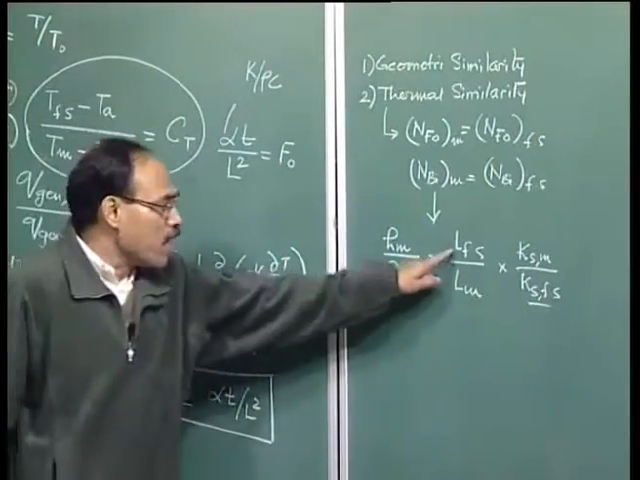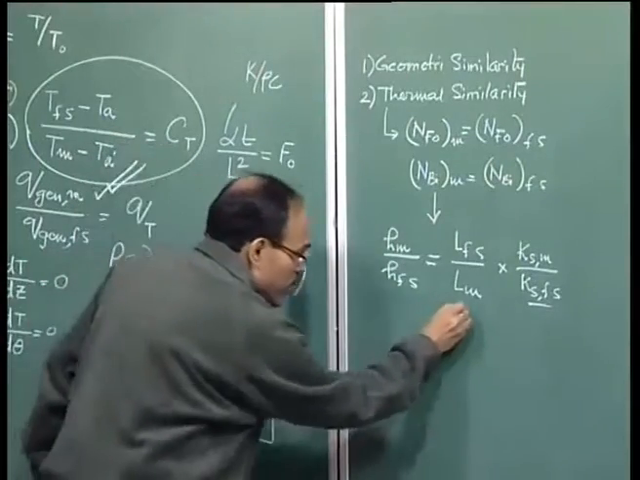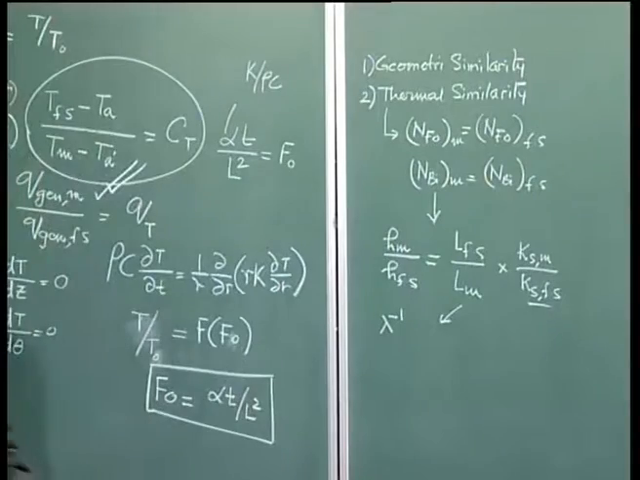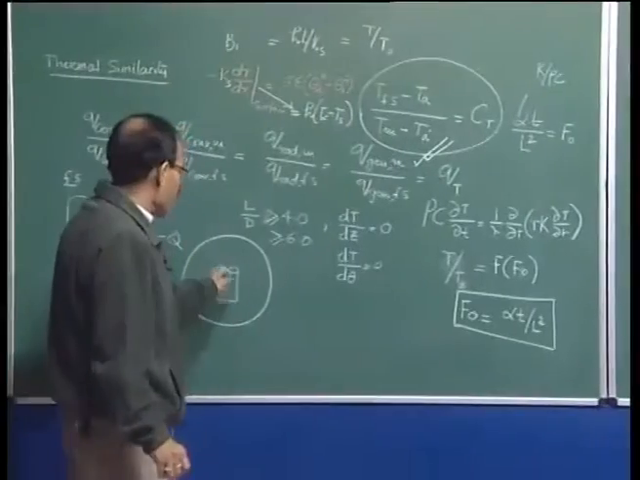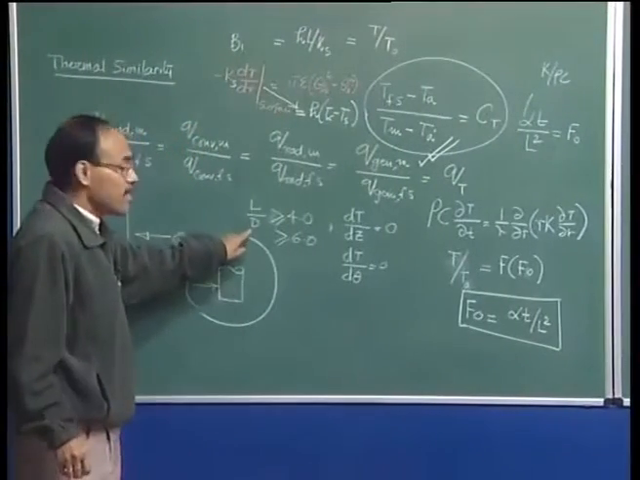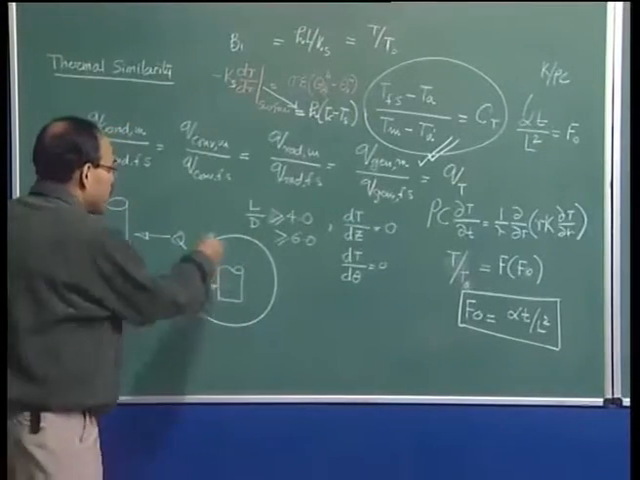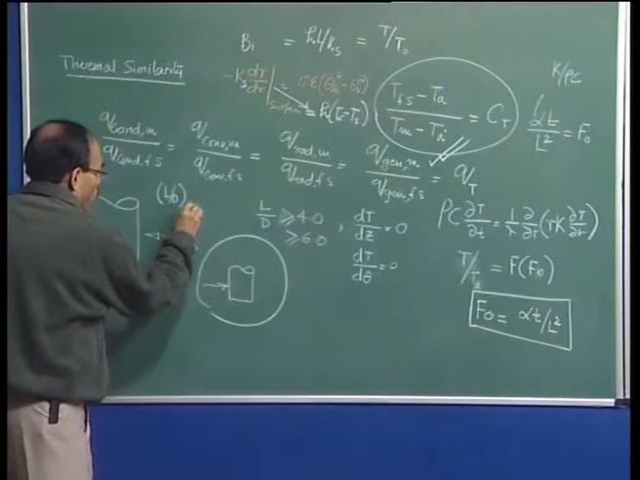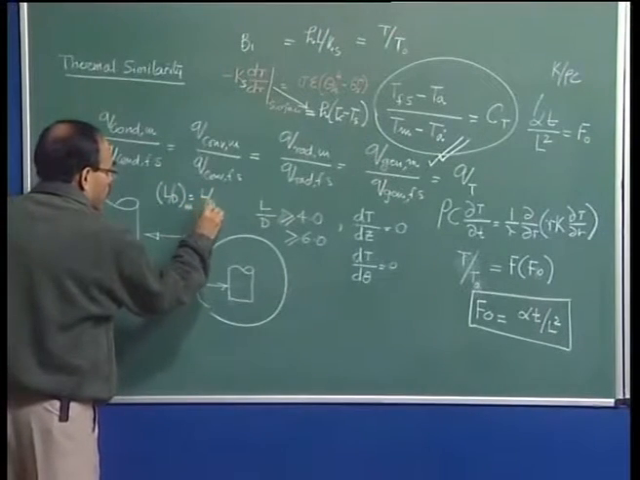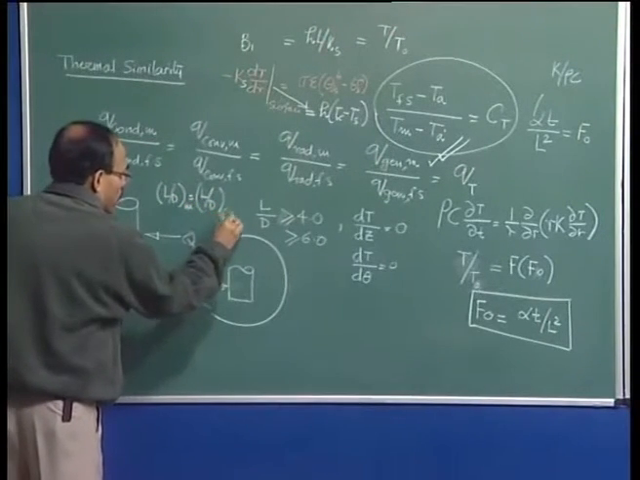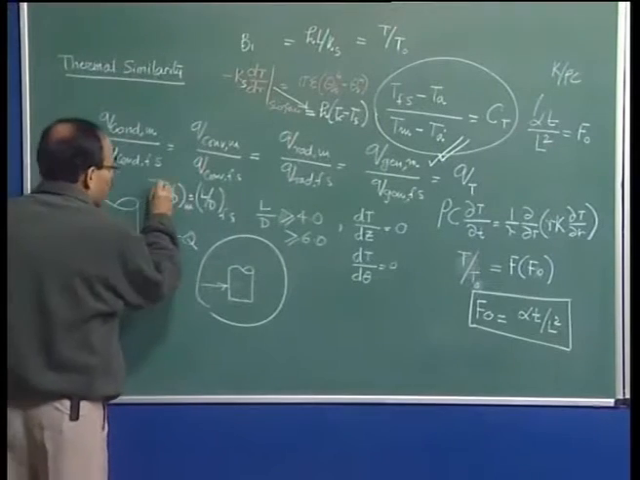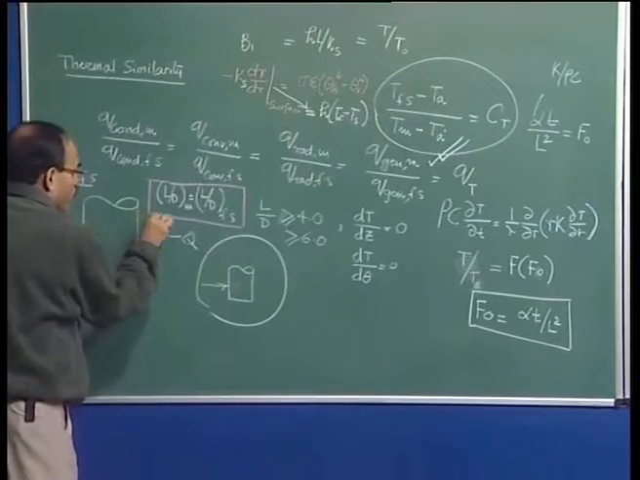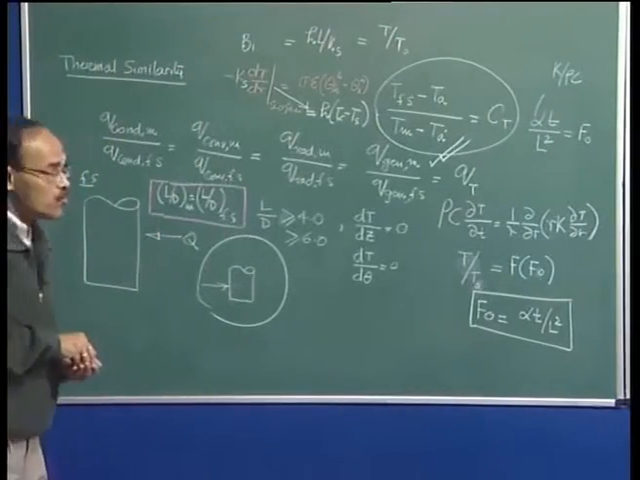This term L_FS by L_M is actually lambda raised to the power minus 1. This is the scale factor that we have already decided when we were talking about the geometric similarity, that we have maintained the same L by D. So, we have L by D of the model equal to L by D of the full scale. That is the geometric similarity, and once we have done it, the scale factor is known. So, lambda is known to us.